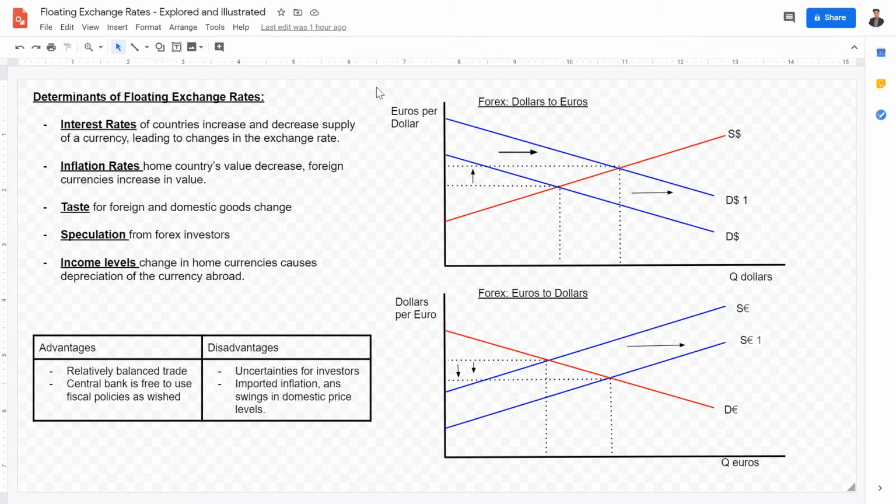Now, income level is the fifth determinant of floating exchange rate. What do I mean by income level? For example, if the income level in Australia increases, that means the money supply in Australia will increase. That will lead to a depreciation of the currencies abroad. Now, what are some positives or advantages and negatives or disadvantages of having a floating exchange rate system like this?